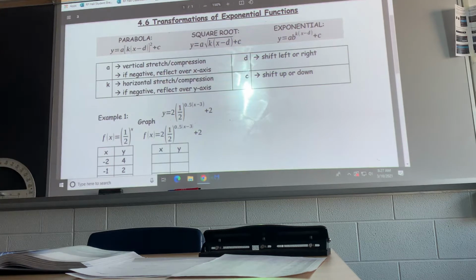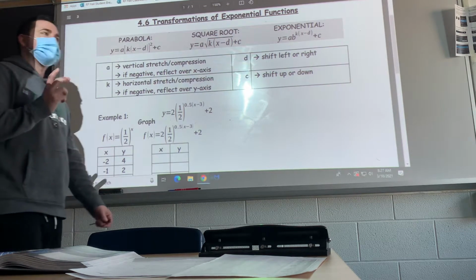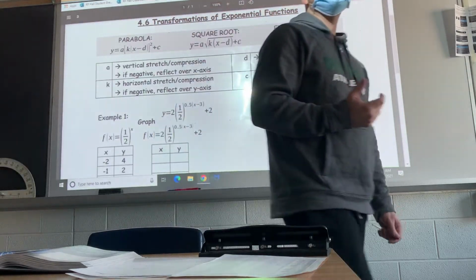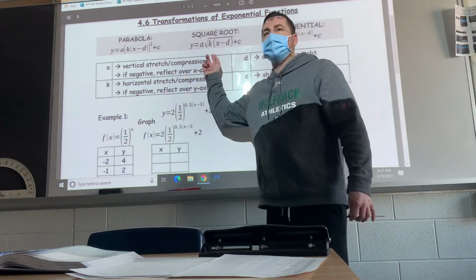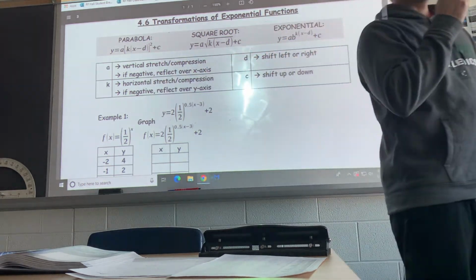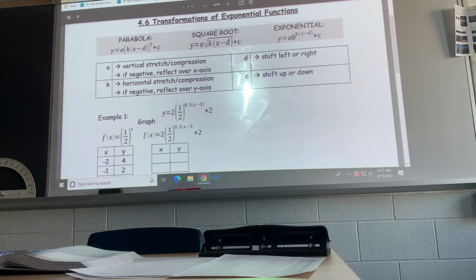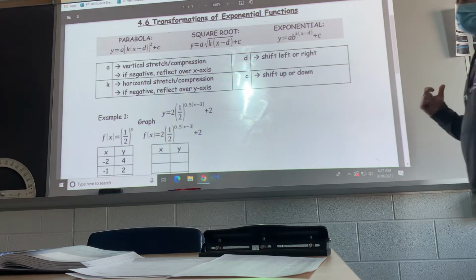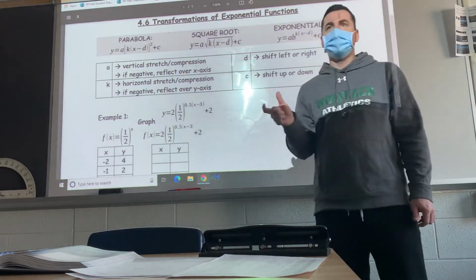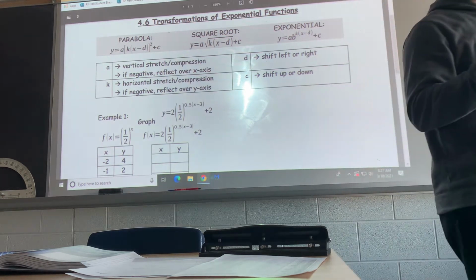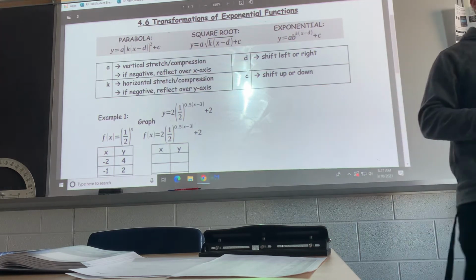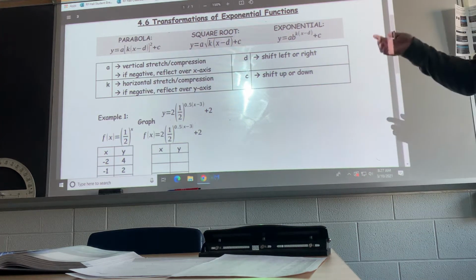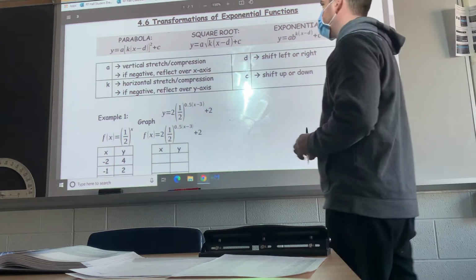Just a reminder that the A value, if it's greater than 1, is your stretch. If it is between 0 and 1, it is a compression. If it is negative, then it reflects over the x-axis. K value is opposite. If it is between 0 and 1, it's a horizontal stretch. If it's greater than 1, it's a horizontal compression. But the negative is still the same. If it's a negative value, then it reflects over the y-axis.